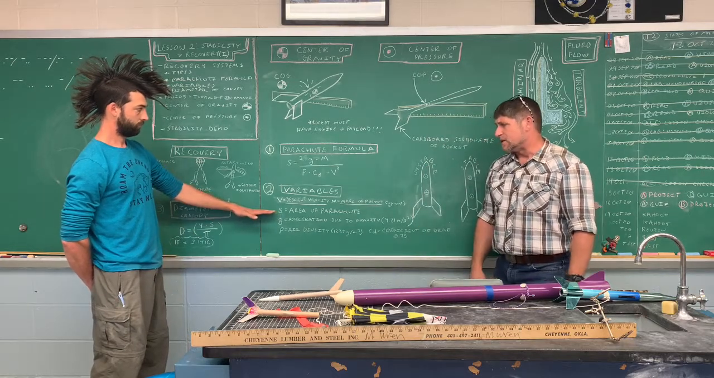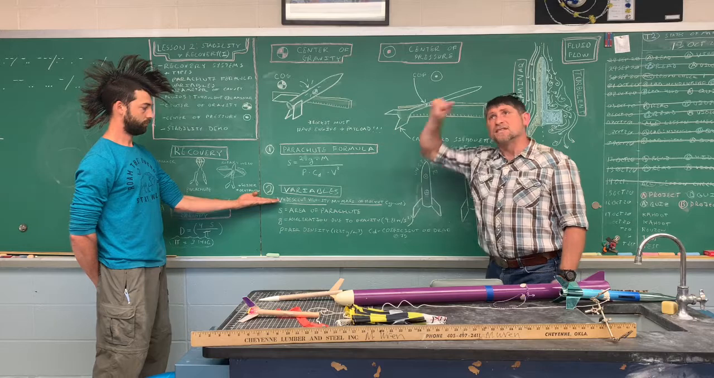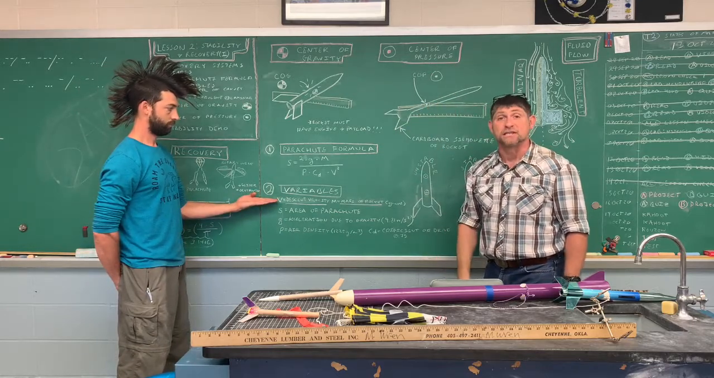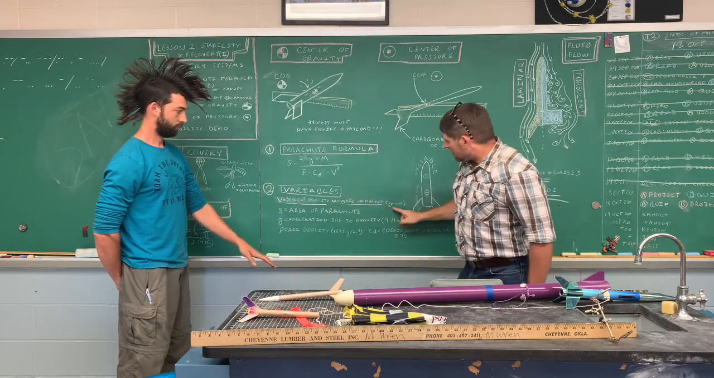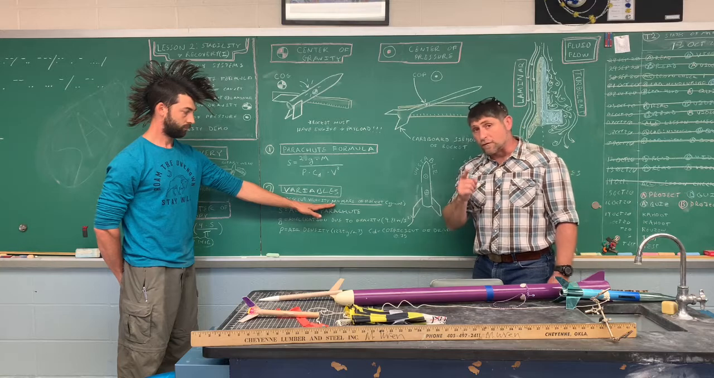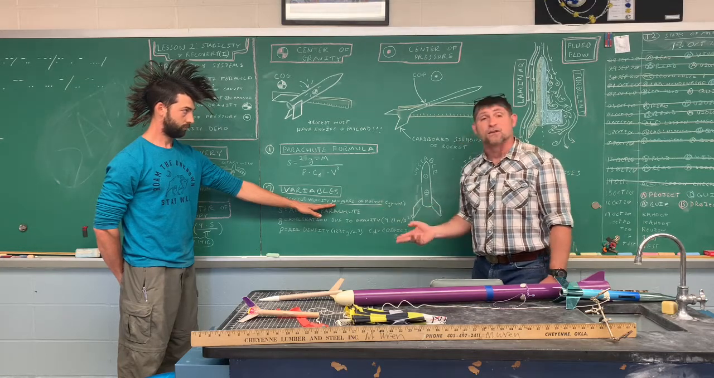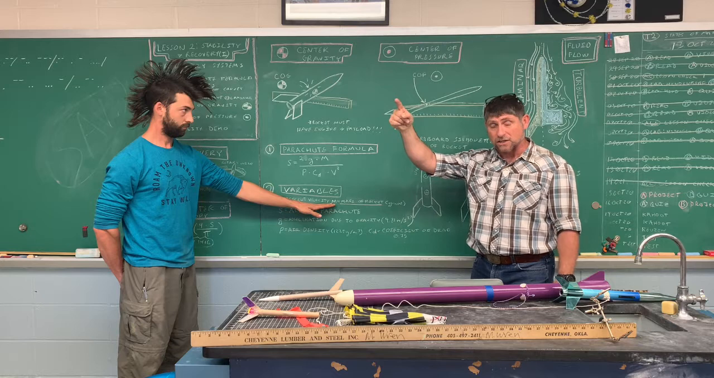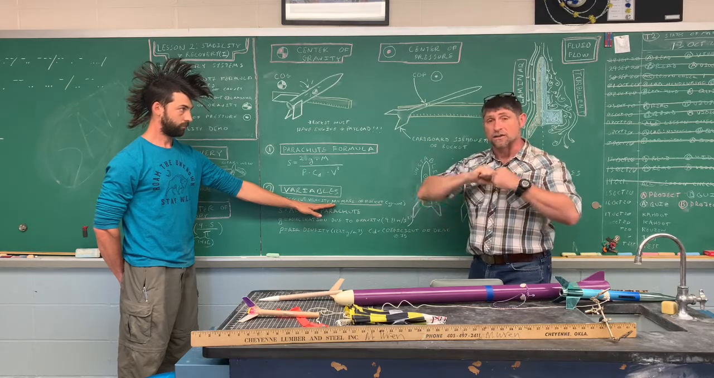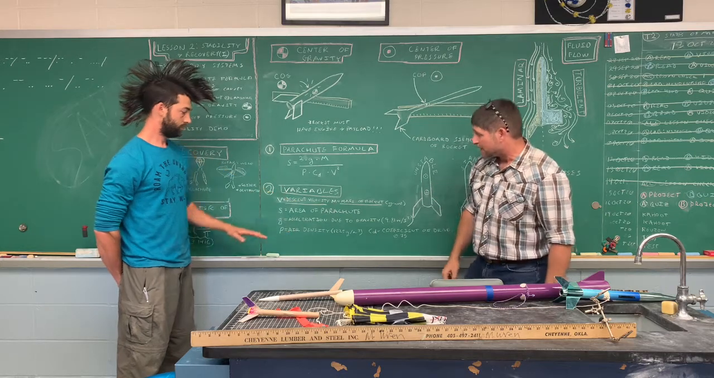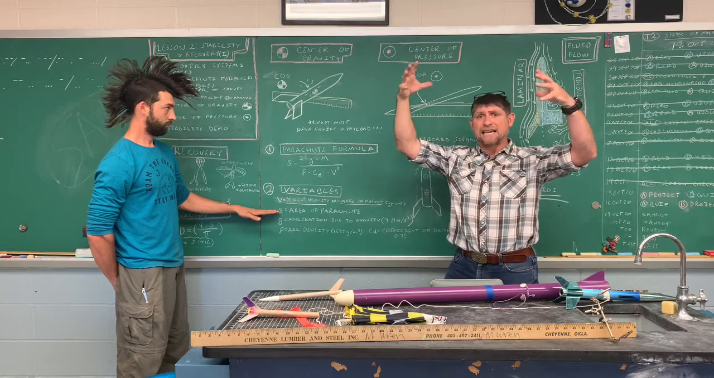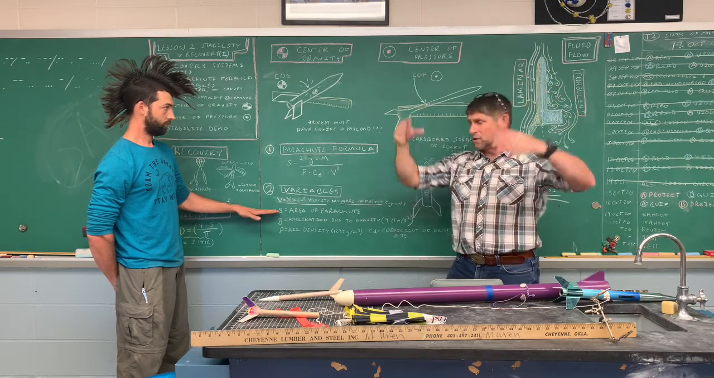V is your descent velocity. This is the velocity you want your rocket to hit the ground at so it isn't destroyed. Mass. The mass of your rocket is going to be measured in grams. Don't forget, the mass that you're using is going to be its mass after ejection. That means after all the rocket fuel has been burnt and its ejection charge has detonated. S. S is the area of your parachute canopy. That is the area of the parachute.